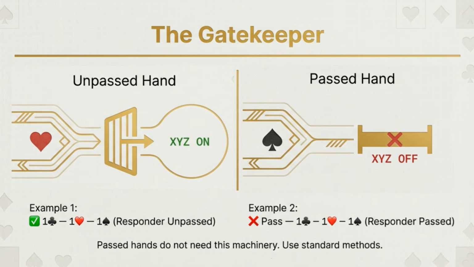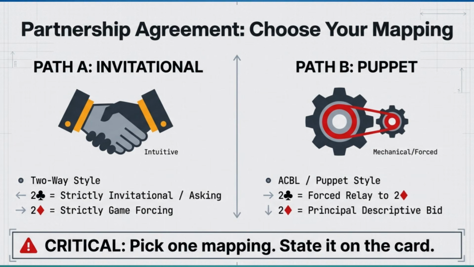So this is the most important part to remember. This specific sequence, opener bids, you respond, opener rebids a new suit at the 1 level, that is the trigger. It's like the green light for you as the responder to turn on XYZ. If the auction doesn't follow that exact 1X, 1Y, 1Z path, then the convention is off. Simple as that.